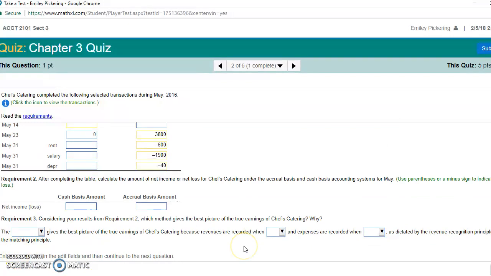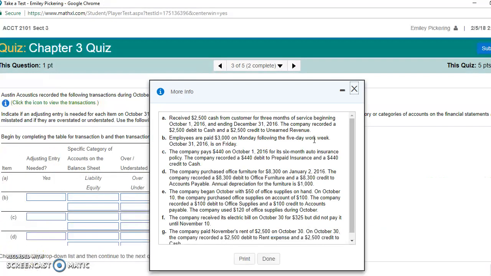All right, so I would say that when you're looking at what gives you a better picture of what actually happened, definitely the accrual basis gives you a much better picture of what's going on, and more accurate financial statements, okay? So for number 3, let's see what is going on here.